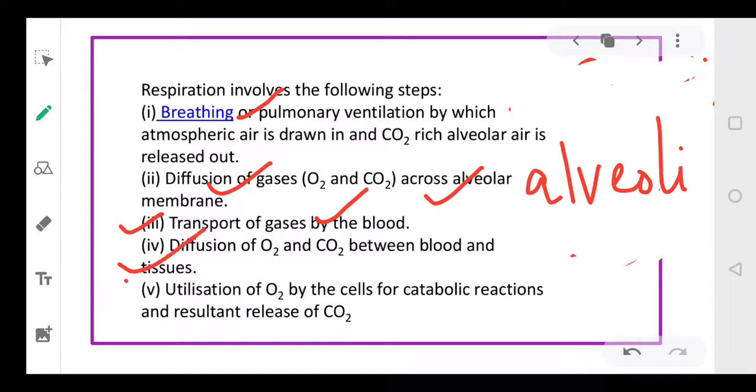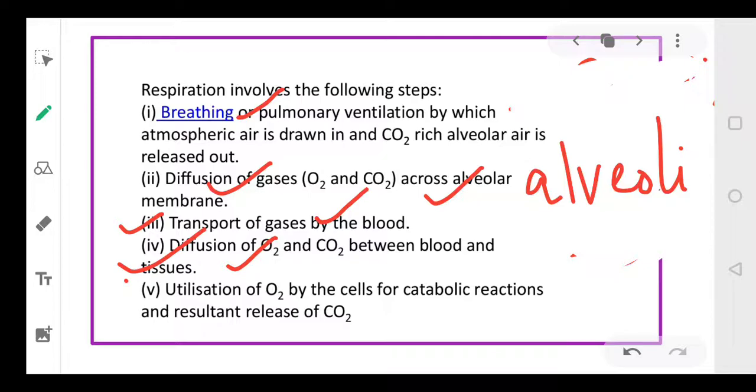Fourth is, once the blood reaches a cell, now the oxygen from the blood will go into the cell, and from the cell the carbon dioxide will come into the blood. This is your step number 4.